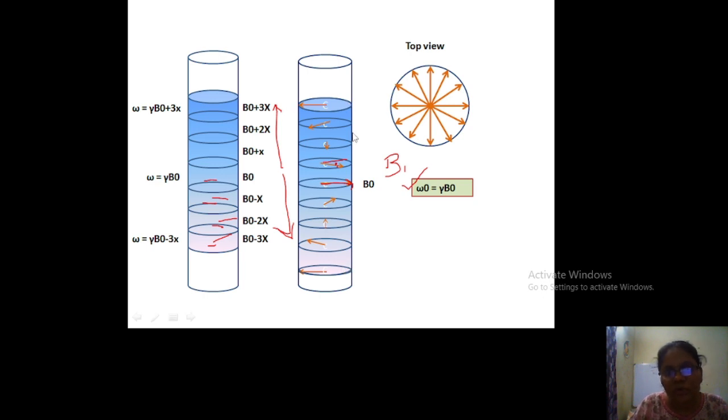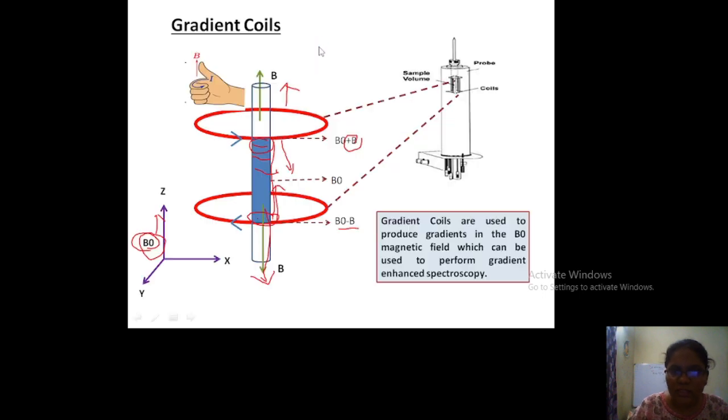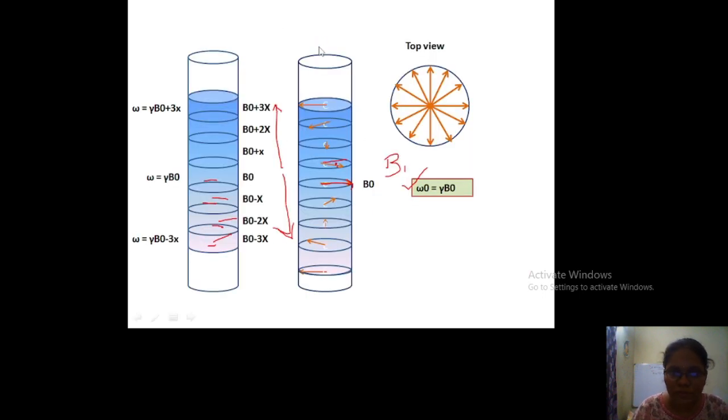So if you look at this sample in this direction, if you have a top view of this sample, you will see something like this. These magnetization vectors appear to be dephased in this plane. Suppose this is an XY plane, so these magnetization vectors appear to be dephased.